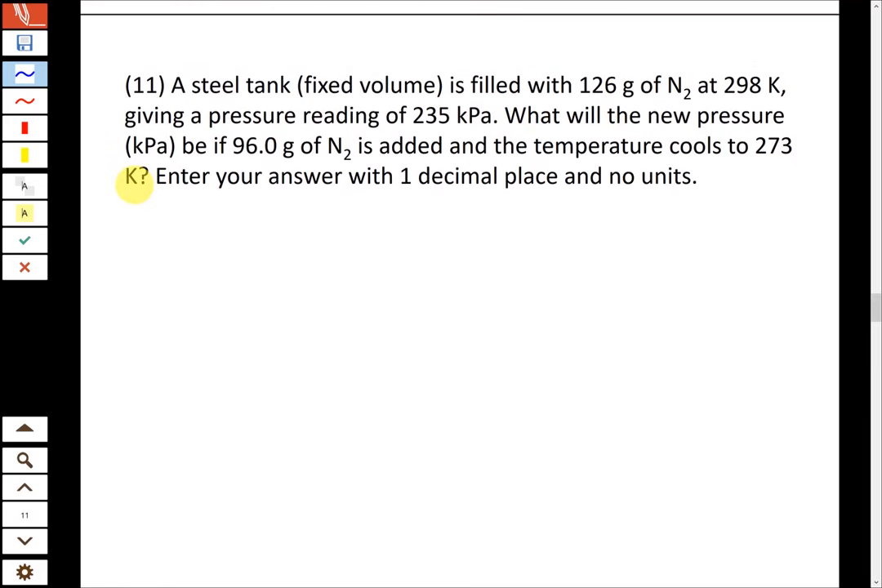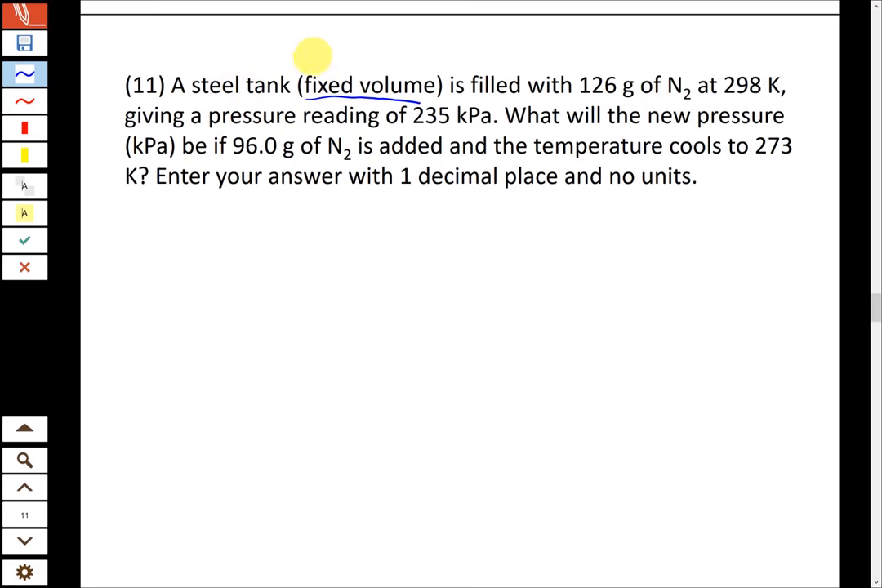All right, and then number 11 here is another sort of similar problem. So we have a steel tank filled with 126 grams of nitrogen at 298 Kelvin, giving a pressure of 235 kilopascals. What will the new pressure be if 96 grams of nitrogen is added and the temperature cools to 273 Kelvin?